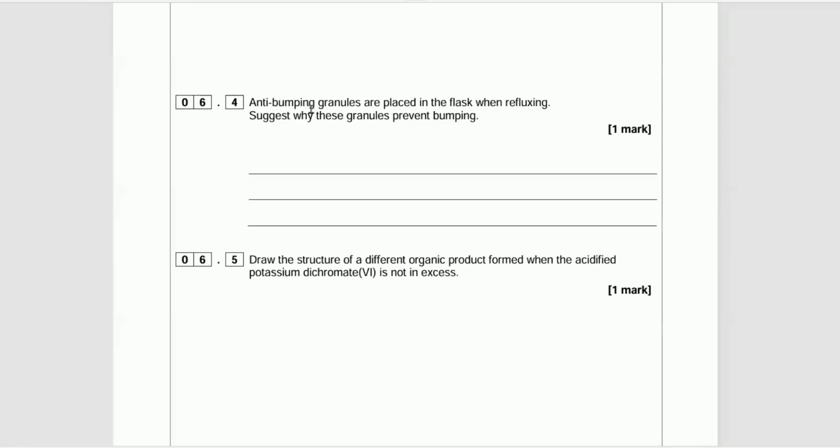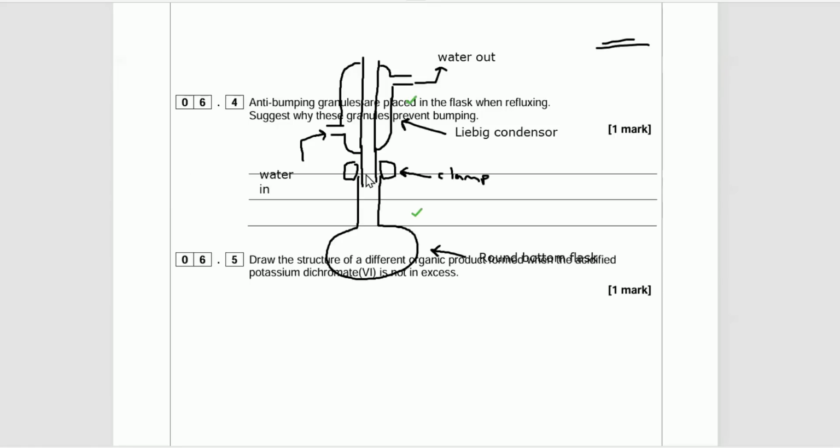Okay, anti-bumping granules are placed in the flask when refluxing. Suggest why these granules prevent bumping. So, where are we? Look, check out my flask. Yay. So we stick in some anti-bumping granules, and what they do is they break big bubbles like that into smaller bubbles. And why is that important?